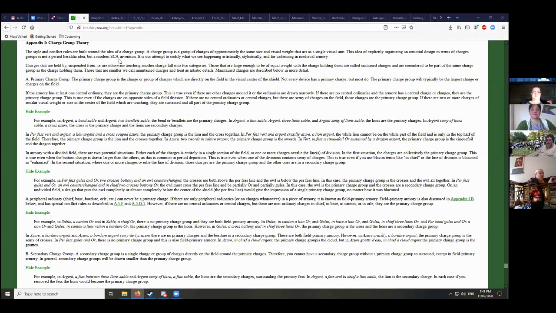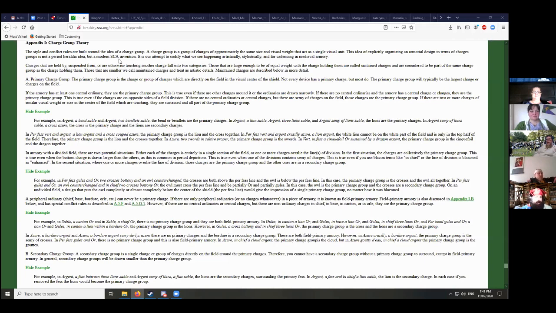But based on Fox Davies, based on ordinaries, based on armorials, we put together charge group theory. And charge group theory also describes how we blazon things. Because the blazon is, of course, the verbal, the textual description of what we actually see in the coat of arms, on the device, as the badge, whatever it is we're trying to blazon.